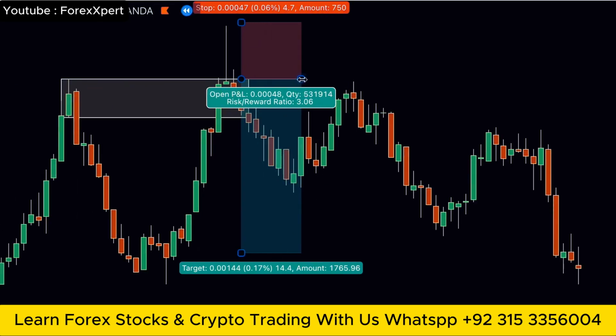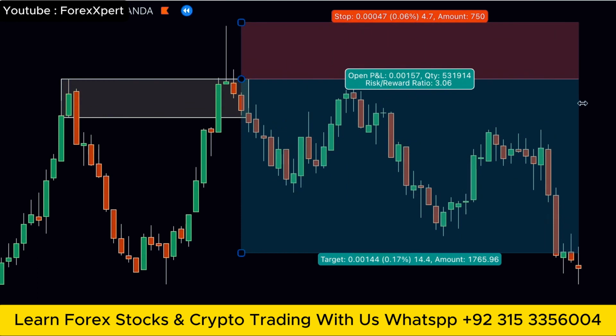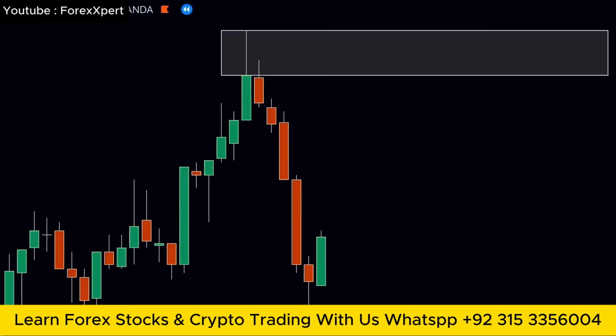As shown here, by applying these rules, the market reached the target directly. This strategy is easy, simple, and highly profitable. Let's move to another chart example.